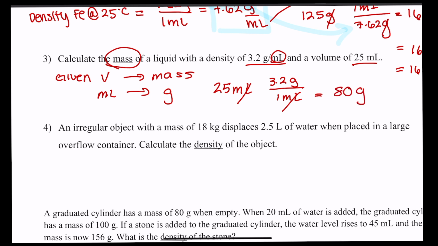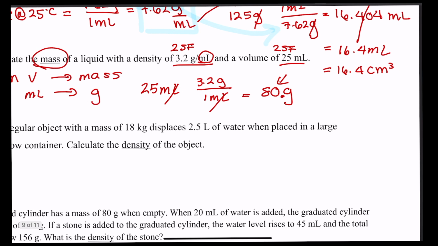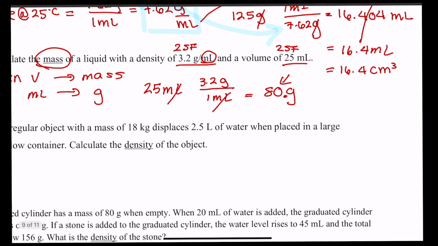Now, since this has 2 sig figs, we need to put a decimal right there to make that 0 a significant number. So our answer right here will be 80. grams. Or in the answer choice, it converts this into an exponent. So you can write it as 8.0 times 10 to the first grams. And remember to make that 0 significant.